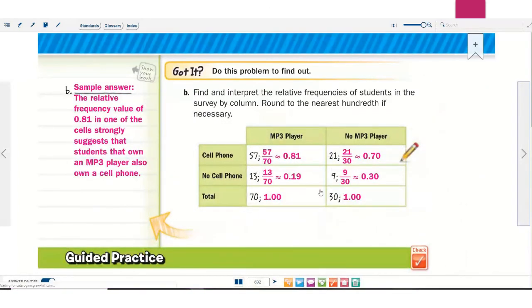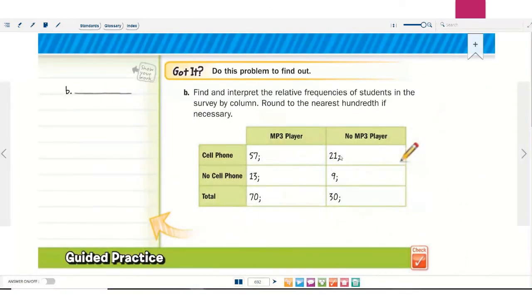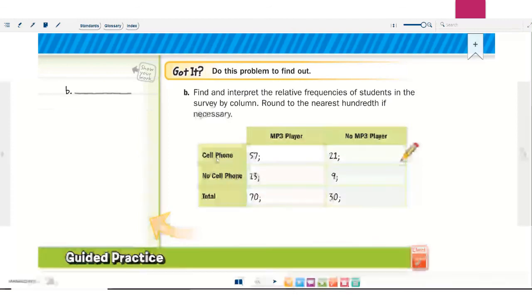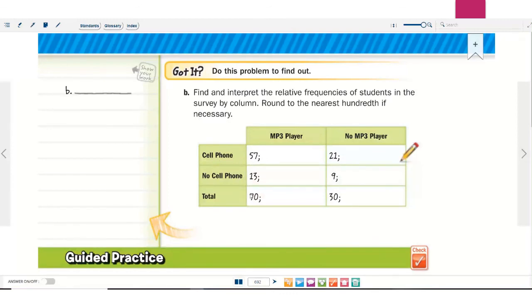From there, on the top of page 692, they have given us a two-way table where the numbers have already been put in. They do not have the total column for the rows because in this situation we're looking at columns, so we are thinking up and down. As I look at my MP3 player column and cell phone, I've got 57 students out of the total of 70. I look at no MP3 player and cell phone, I've got 21 out of 30. So please pause your video now and fill in your relative frequencies, and then check when you are finished.